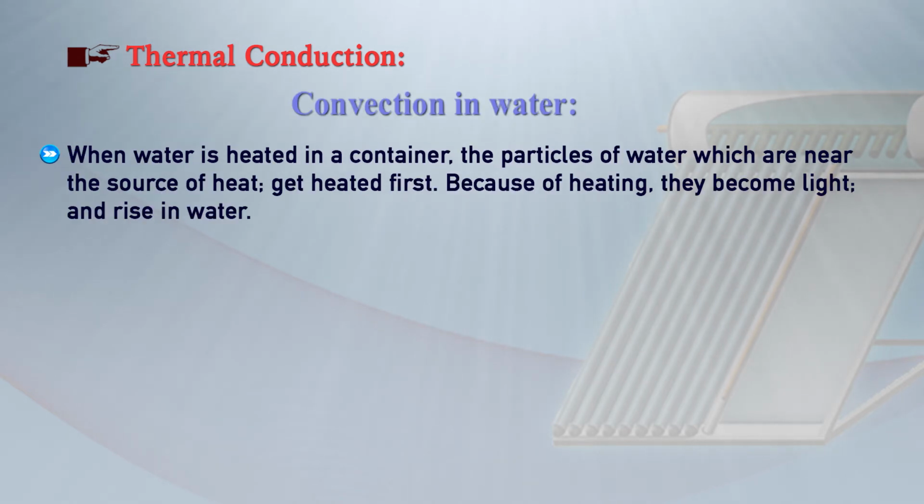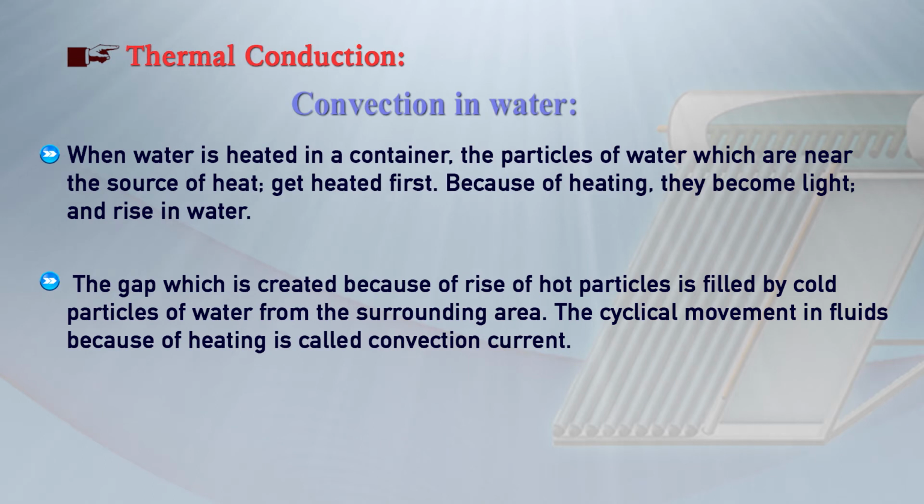When water is heated in a container, the particles of the water which are nearer source of heat get heated first. Because of heating, they become light and rise in water. The gap which is created because of rise of hot particles is filled by cold particles of water from the surrounding area. The cyclical movement in fluids because of heating is called convection current.